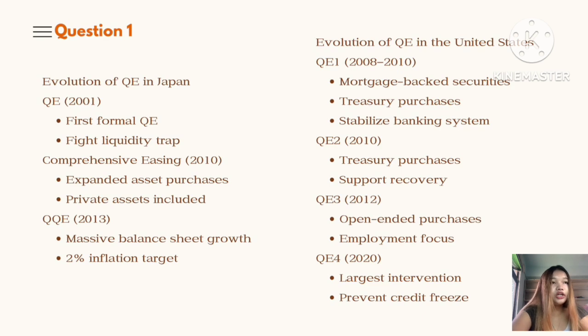Japan's experience was more gradual but also much more persistent. The first formal QE program in 2001 aimed to escape liquidity trap conditions. However, because growth remained weak and deflation continued, policymakers repeatedly expanded intervention. Comprehensive easing in 2010 broadened asset purchases to include riskier assets beyond government bonds. The largest shift occurred under QQE. Beginning in 2013, policymakers aggressively expanded balance sheets while explicitly targeting 2% inflation. Unlike the United States, Japanese QE became a long-term framework rather than a temporary crisis response.